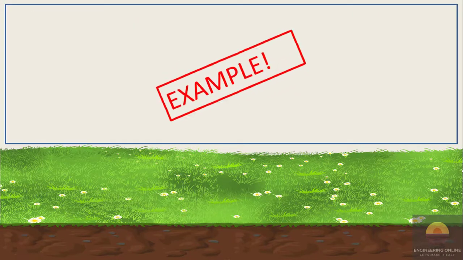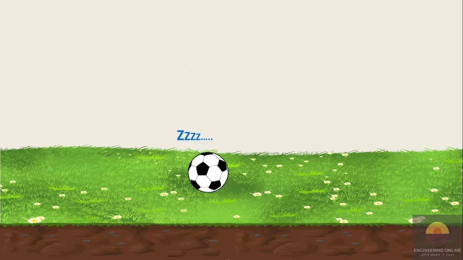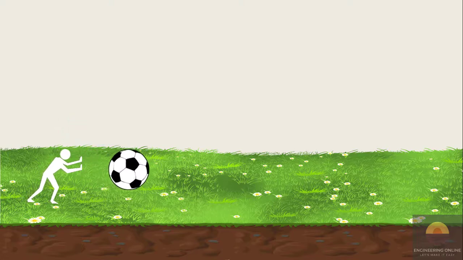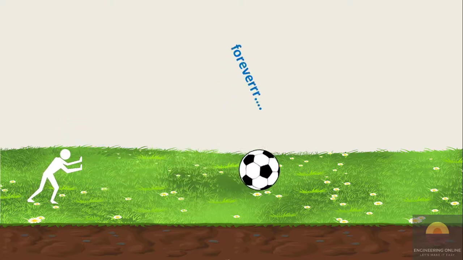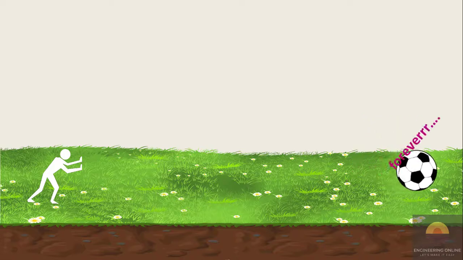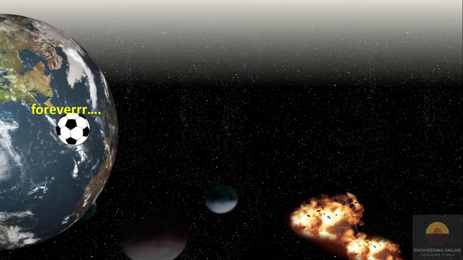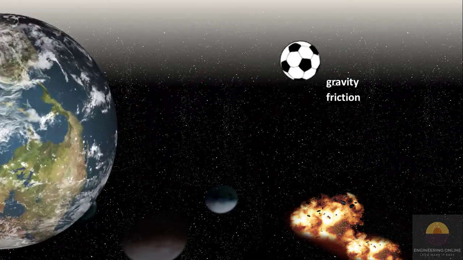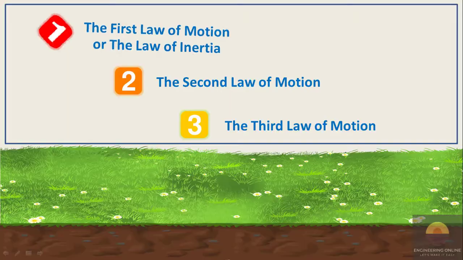Example: a ball at rest will remain at rest if there are no external forces applied to it, for the first case. Or if you roll the ball, it will keep on rolling forever. Yes, you heard it right. Forever, in a straight line, if there are no external forces that will act on it, such as gravity and friction. That's it for the first law of motion.